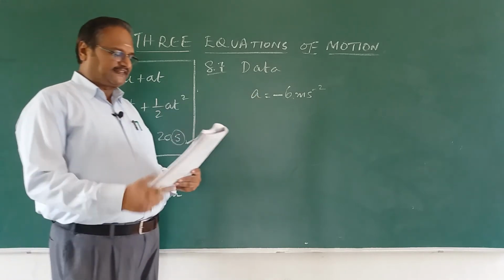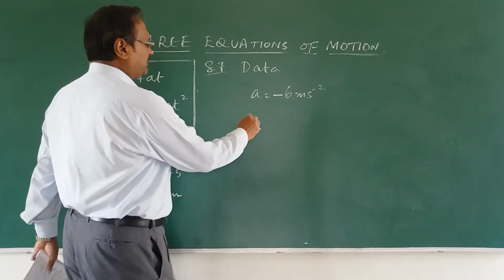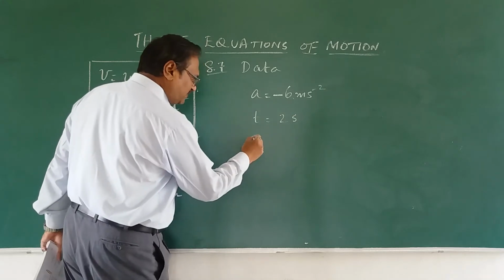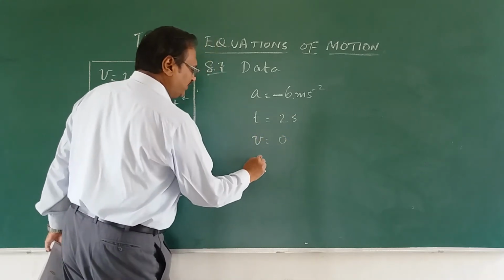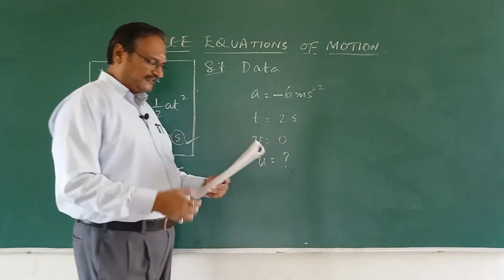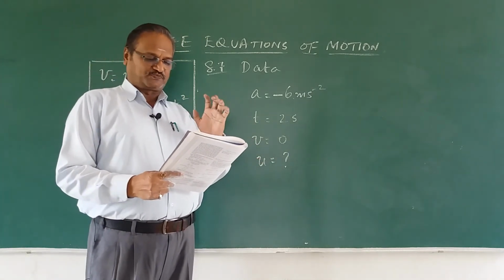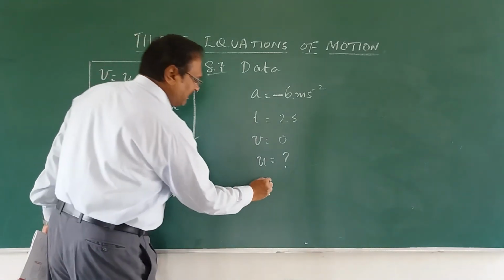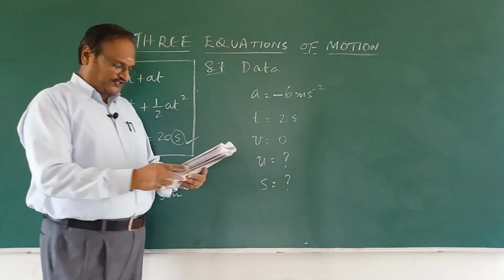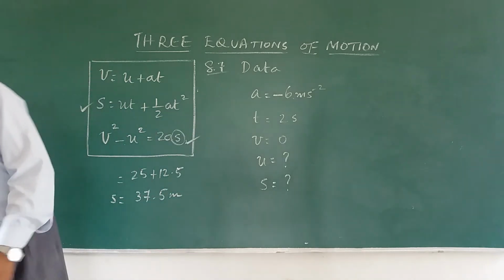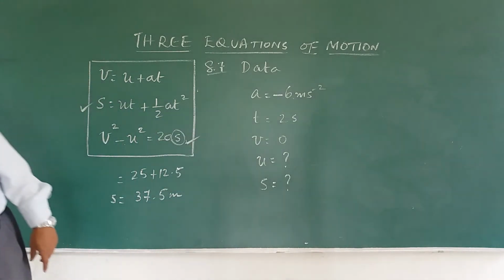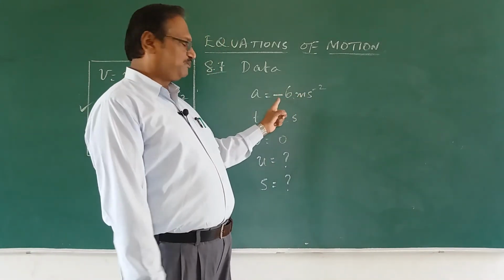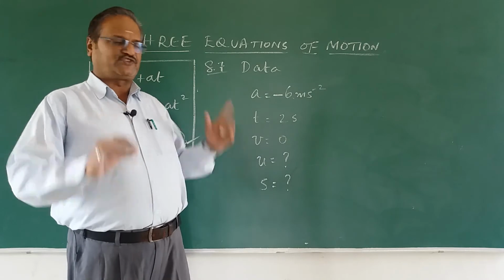If the car takes 2 seconds to stop, the time taken to stop is 2 seconds. Stop means what is the final velocity? 0. We don't know the initial velocity. Calculate the distance traveled. S is equal to how much? This is also on page number 108 to 109. Watch carefully. For deceleration, the negative sign should be included, and the symbol can be the same.